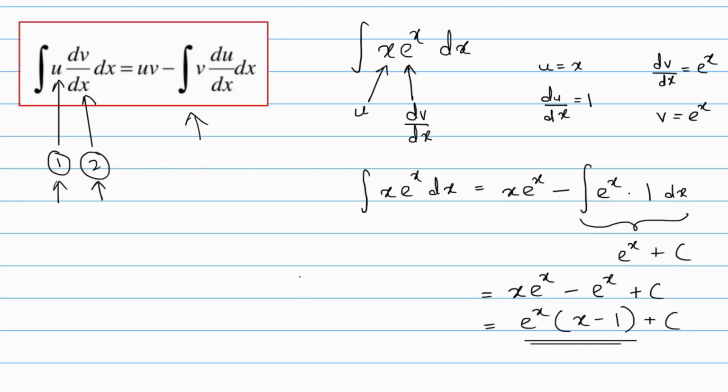So I hope you understood integration by parts through this example and the derivation we did previously. Just as a homework question, let us answer this. Find integration of x squared e to the power x dx. And just a hint, you will have to do integration by parts twice here to get the answer.